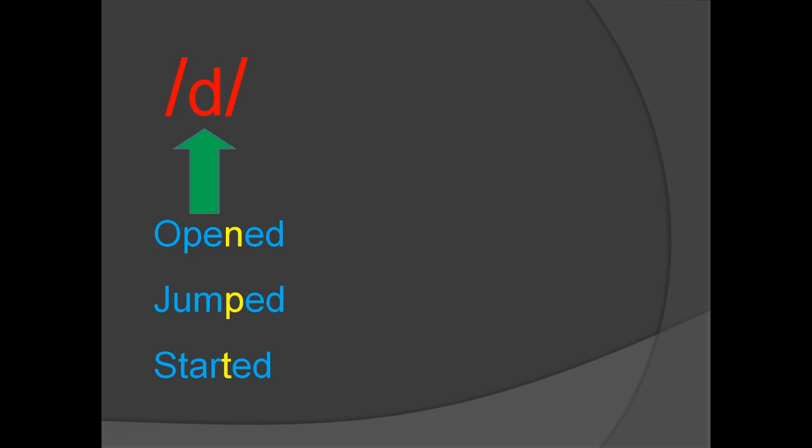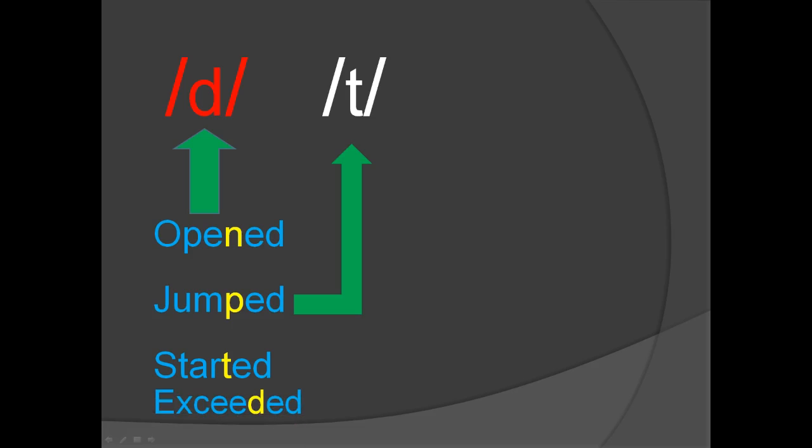If the base form ends in an unvoiced consonant, such as the P in jump, then the sound used in jumped is a T sound. Jumped. If the base form ends in T or D, such as start or exceed, then the sound used in started or exceeded is an id sound. Words ending with TED and DED are the only words that use the id sound.